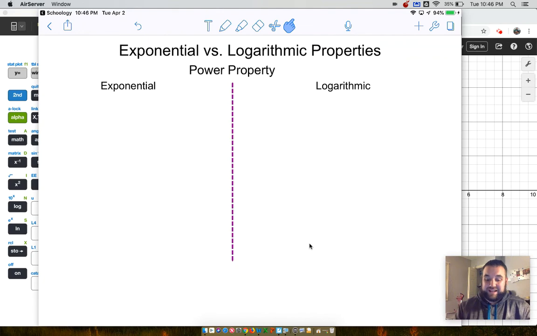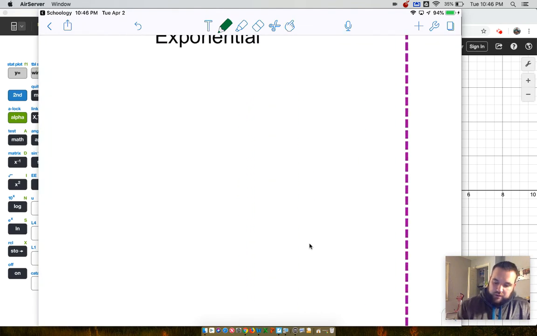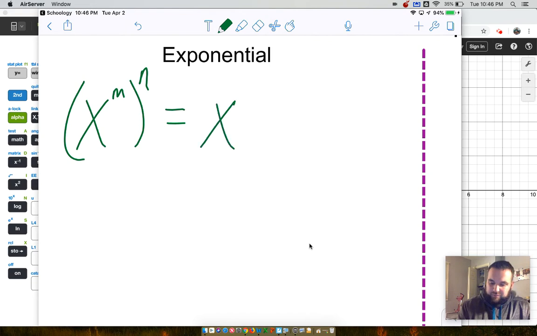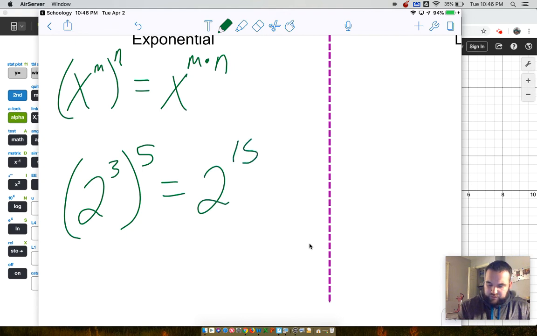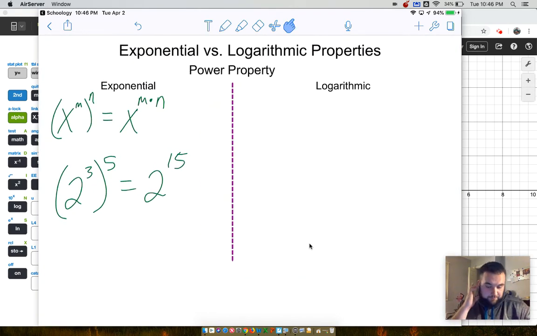And finally, the last property that we have is called the power property. Just like with exponents, if I have a power that's raised to another power, then I can multiply these together. So if I had 2 to the third raised to the fifth, that was equal to 2 to the 15th power. I could just multiply the 3 and the 5 together.